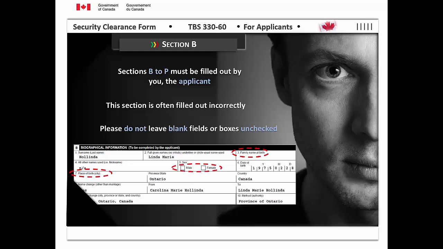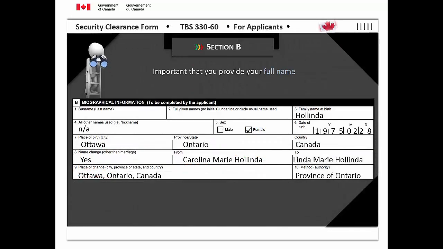Please do not leave blank fields or boxes unchecked. After entering your surname, it is important that you provide your full name, including first name, and all middle names when filling out the full given name field. We do not accept initials or nicknames as the full given name. Don't forget to circle or underline your usual name used.